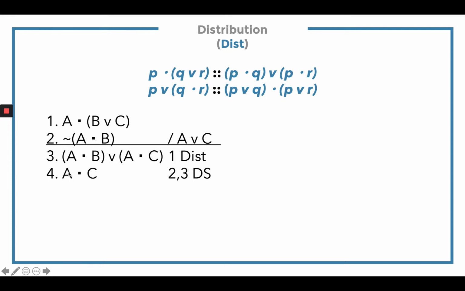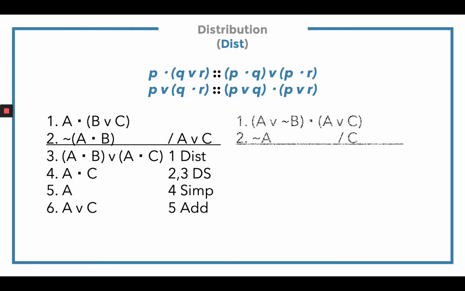I can take the A. I need A or C. I can just drop that C off through simplification. And then once I've got A, I can just add or C onto it. So that's that proof. Here's another one. Again, we're probably going to have to do distribution somehow.